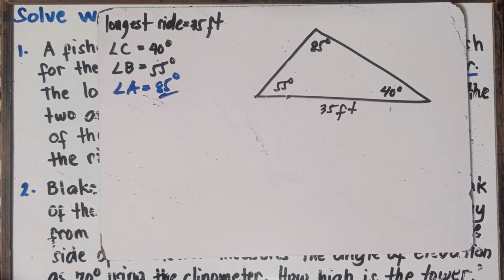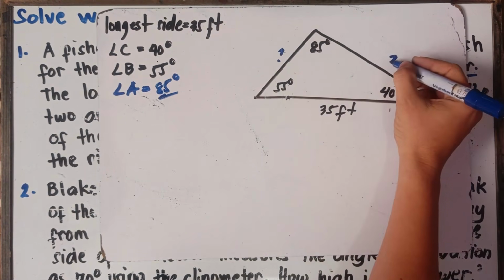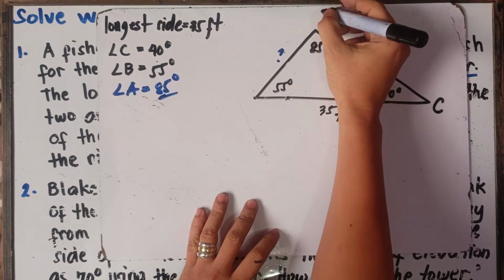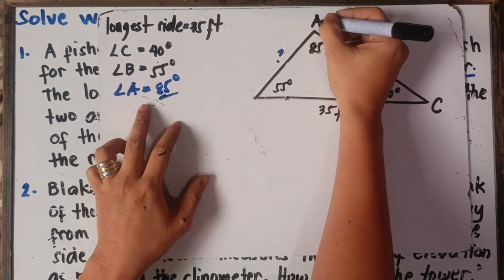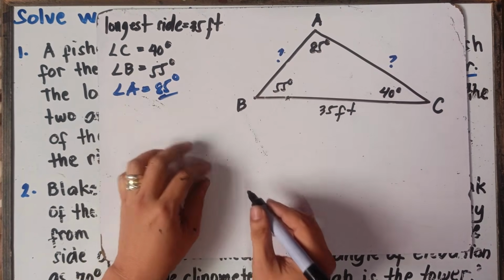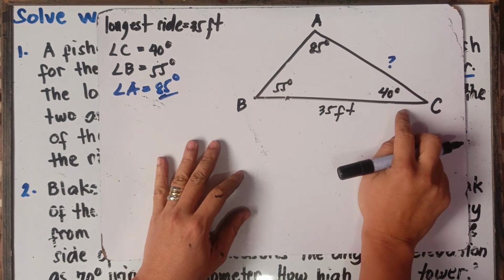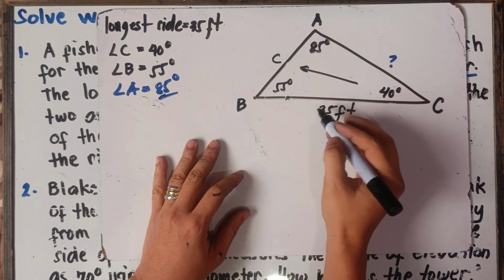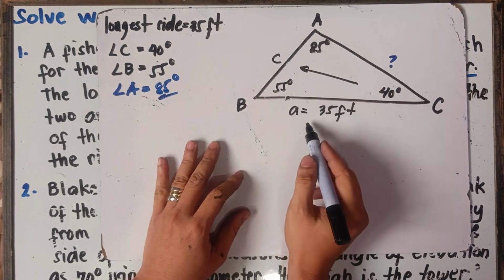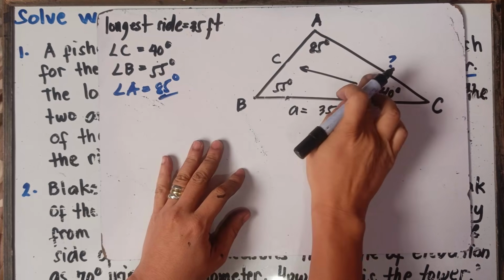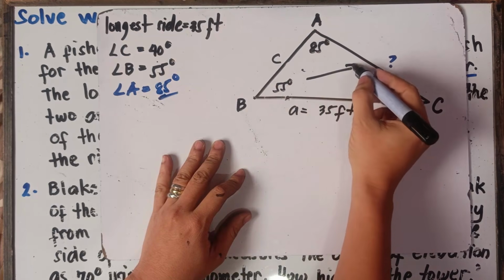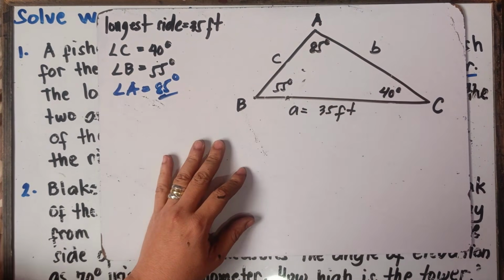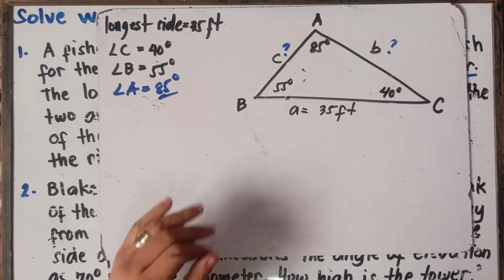Alright, and then we're looking for this side and this side right here. And then we assume that 40 degrees is angle C, and this will be angle A. So this is angle A, 85 degrees, and this will be angle B, 55 degrees. Therefore, the opposite of angle C would be side c, so this is small c. Opposite of angle A would be small a. This is a, so we have the given a. And then opposite of angle B would be side b. This is b. Alright, so therefore, we're looking for b and then c. Alright, let's do that.